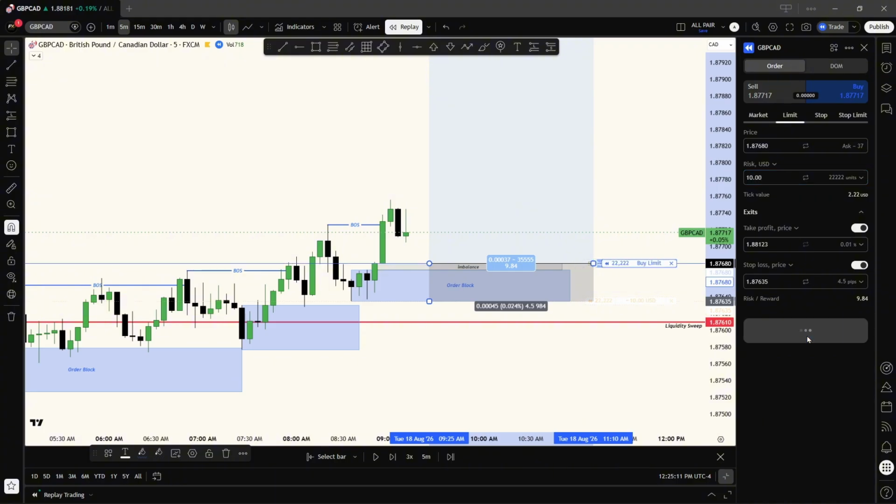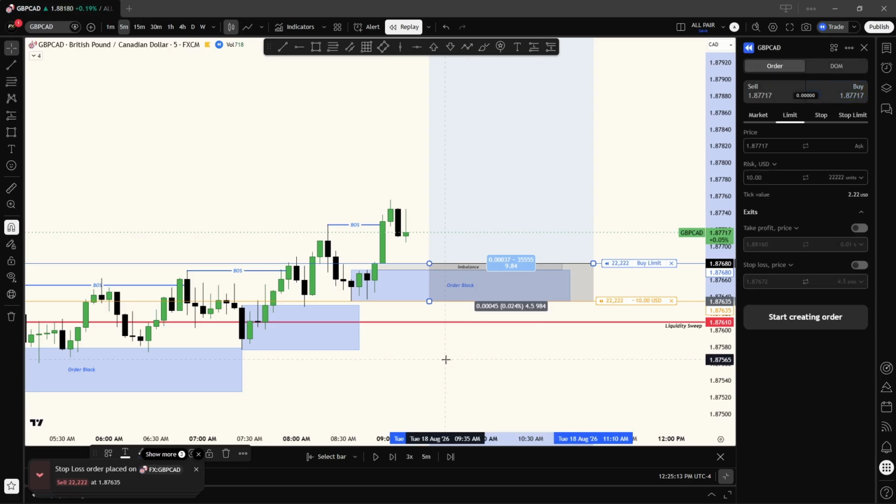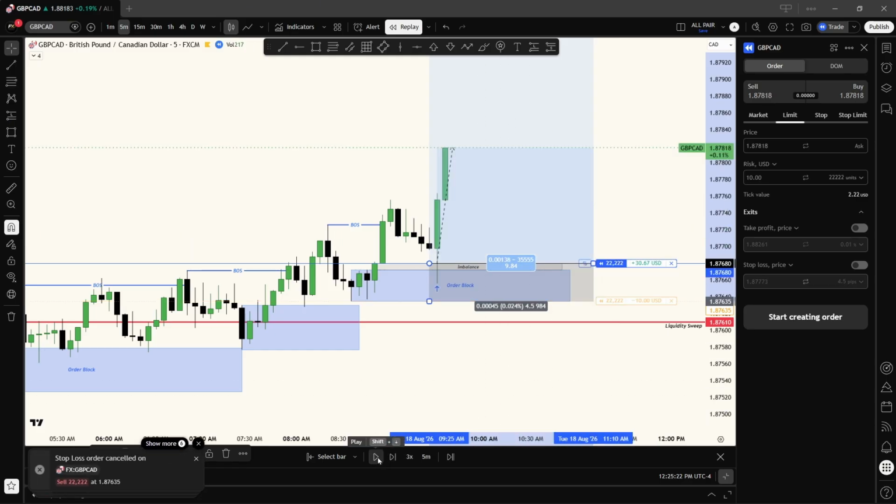Alright, so my buy limit order is now active. Everything is set up and ready to go. I'll play the chart forward now. Let's wait and see if the price hits our order and how it moves from there.